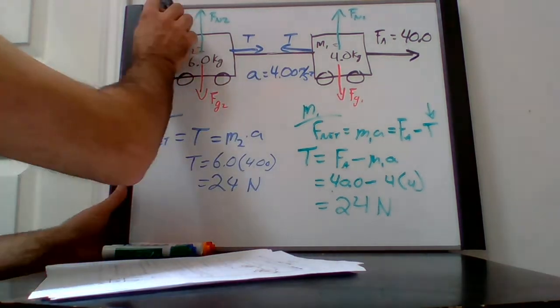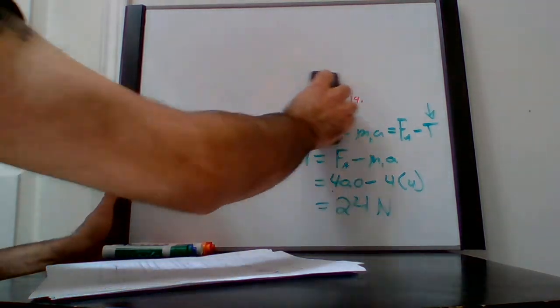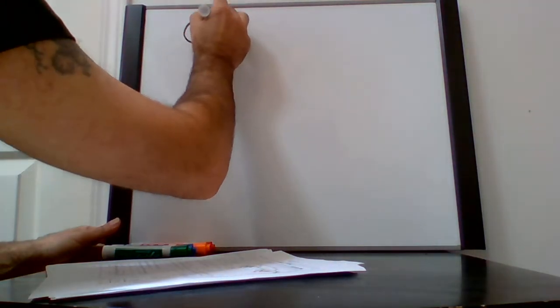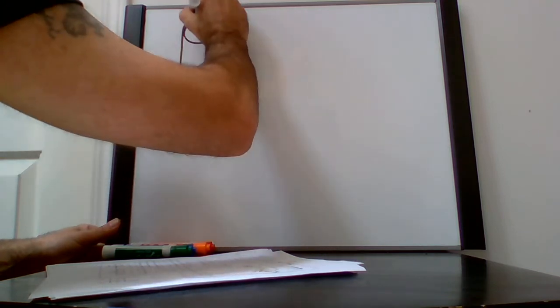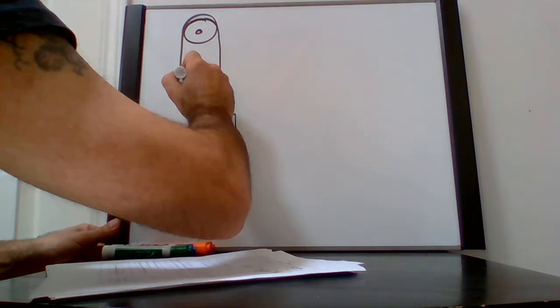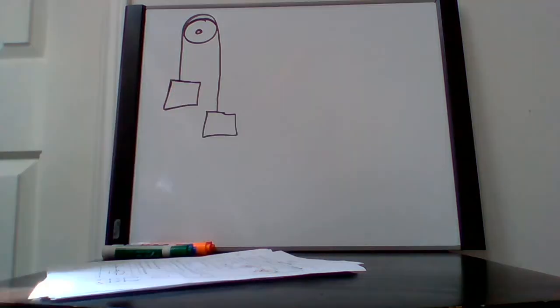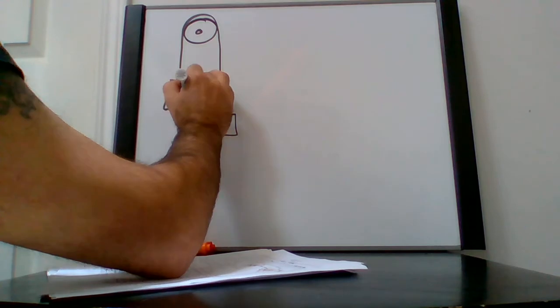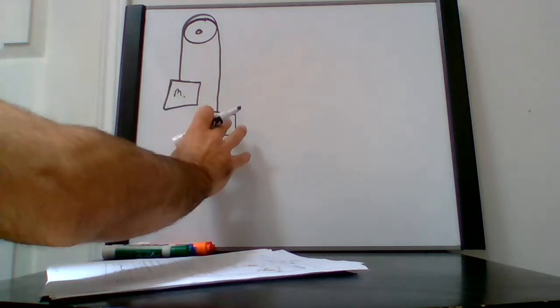I will work through a couple more examples here, but first I just want to talk about how to draw a free body diagram for these types of situations. We did that one on the horizontal, but if we consider two masses hanging from a pulley, let's just call them M1 and M2.